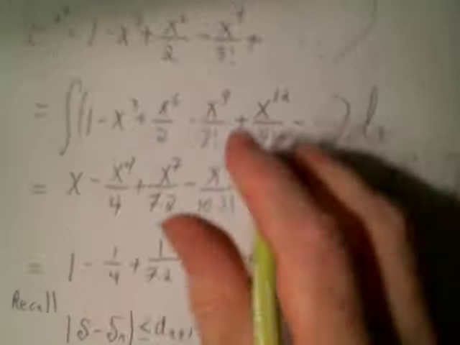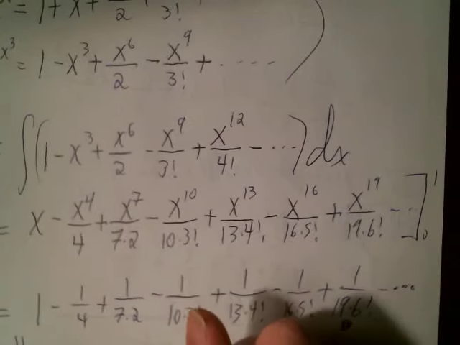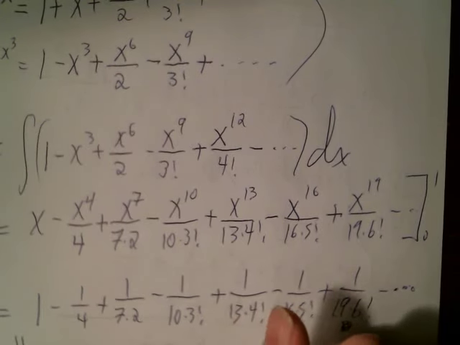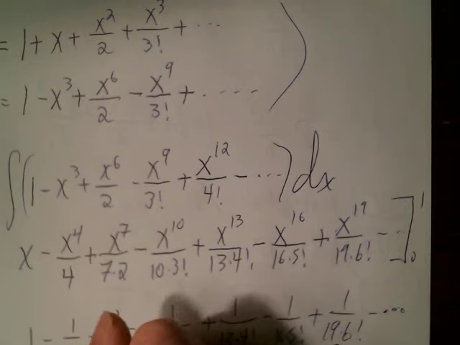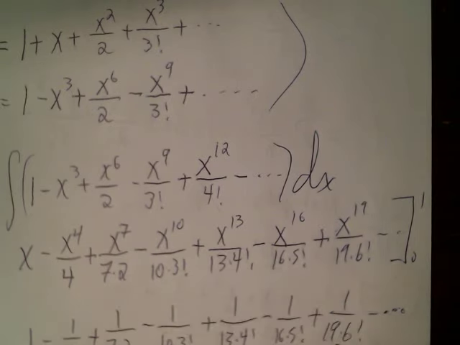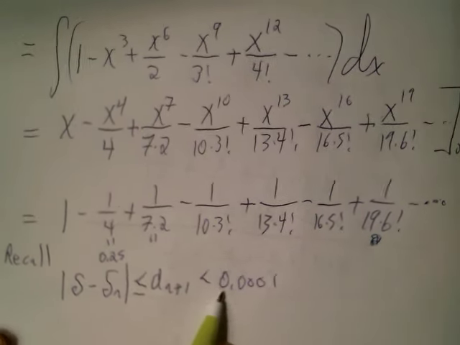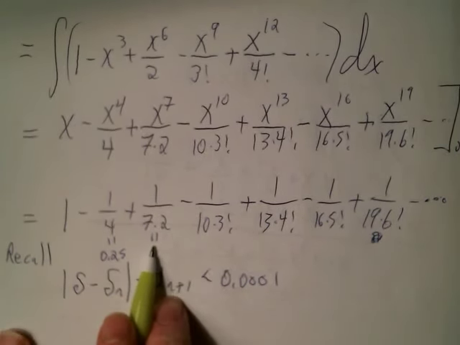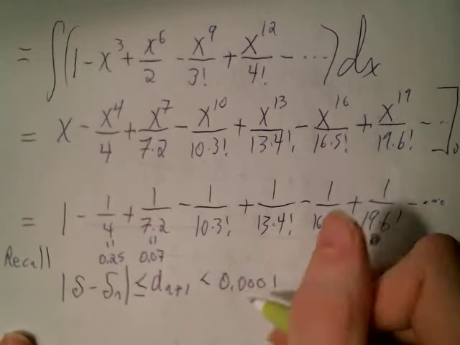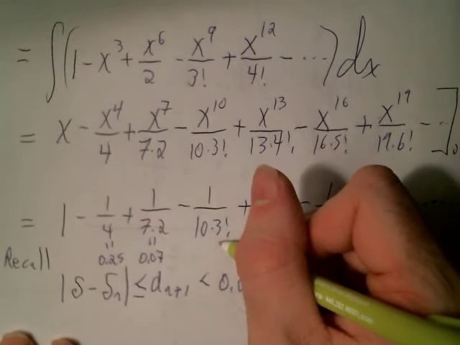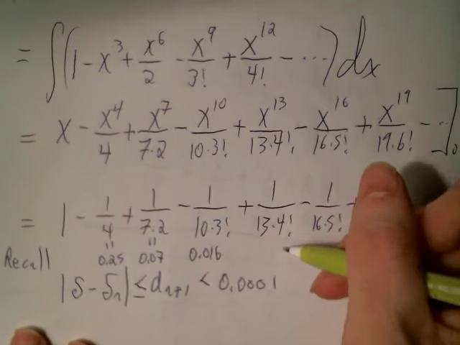So anyways, our error, we need this less than 0.0001. So we start checking. This is obviously 0.25. That's not good enough. Then 1 over 7 times 2 is about 0.07. That's still not good enough. 1 over 10 times 3 factorial is about 0.016, so that's not good enough.